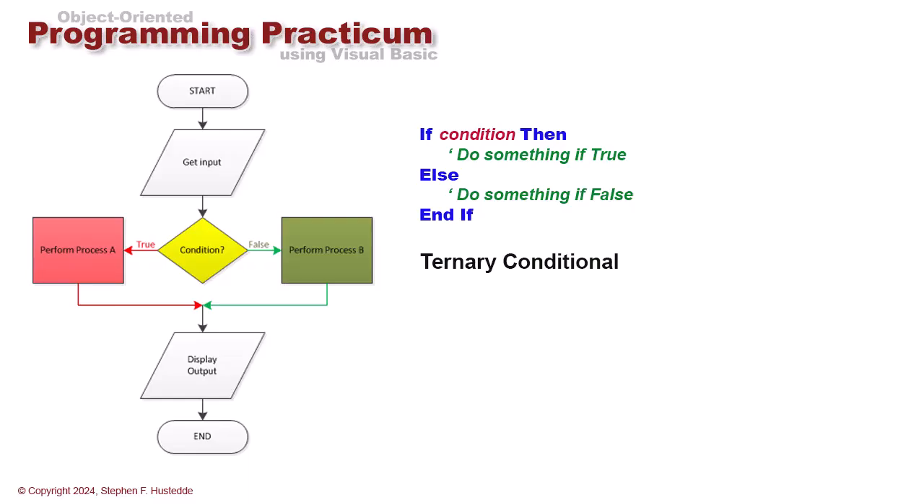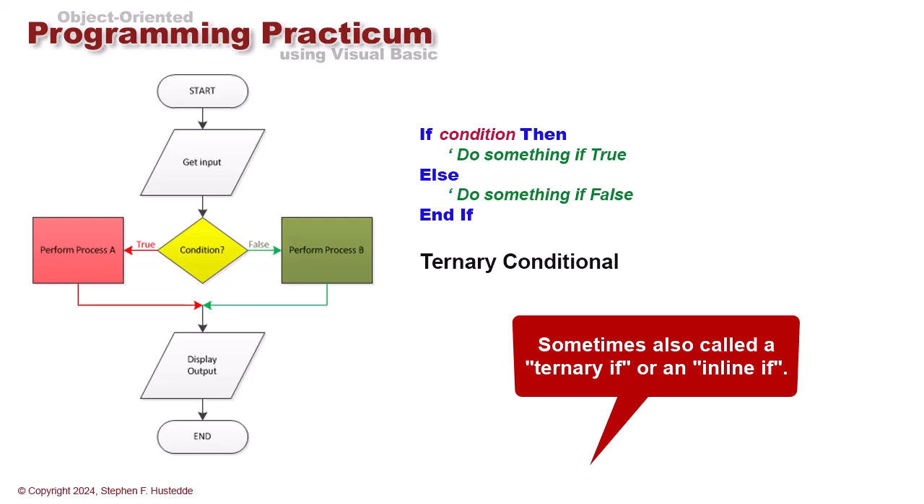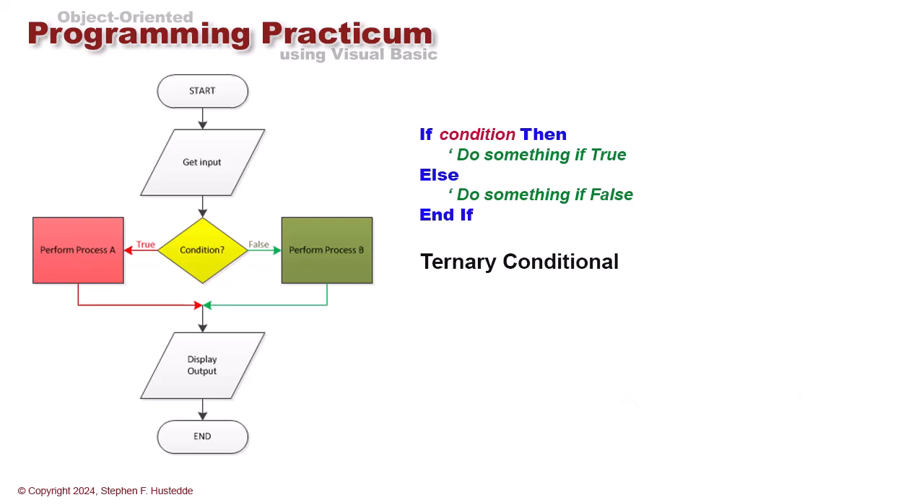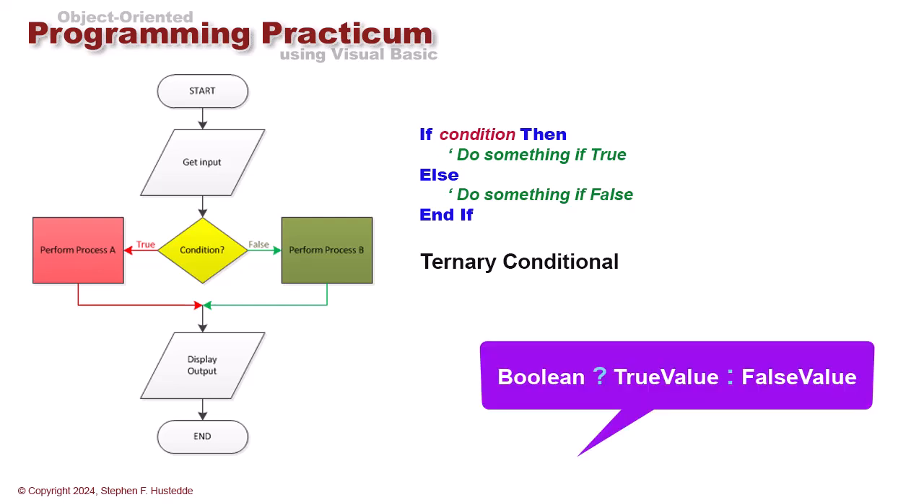Previously, we've seen the if, then, else, end if structure, and that typically is going to consist of at least 5 lines, if not more. There is a simpler approach if you want to assign a value to a container or to a variable or set a property, and that's called a ternary conditional. These are available in most languages. A lot of languages have a ternary operator, which is the question mark.